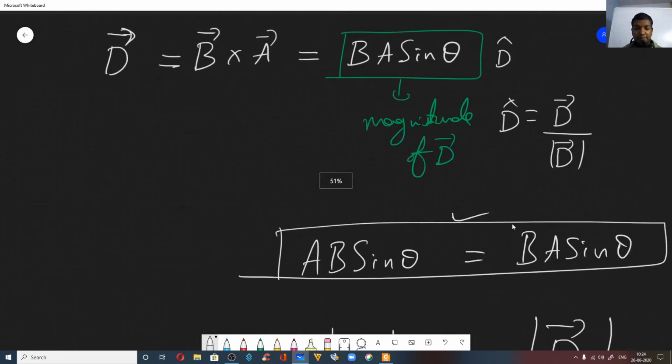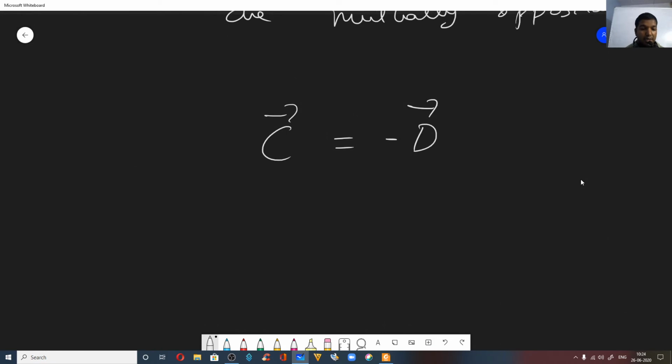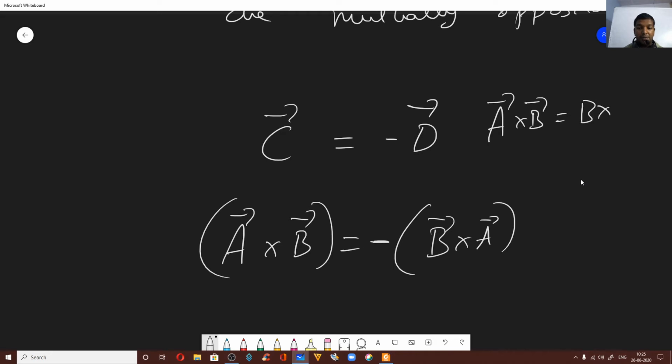So therefore you can write vector C is equal to minus of vector D. Otherwise there is a simple way to write. Now what was vector C actually? It was the result of A cross B, correct? Now what is vector D? It is the result of B cross A, correct? Now just put a negative sign. We should never write A cross B is equal to B cross A. This is wrong. So you have to give a negative sign.